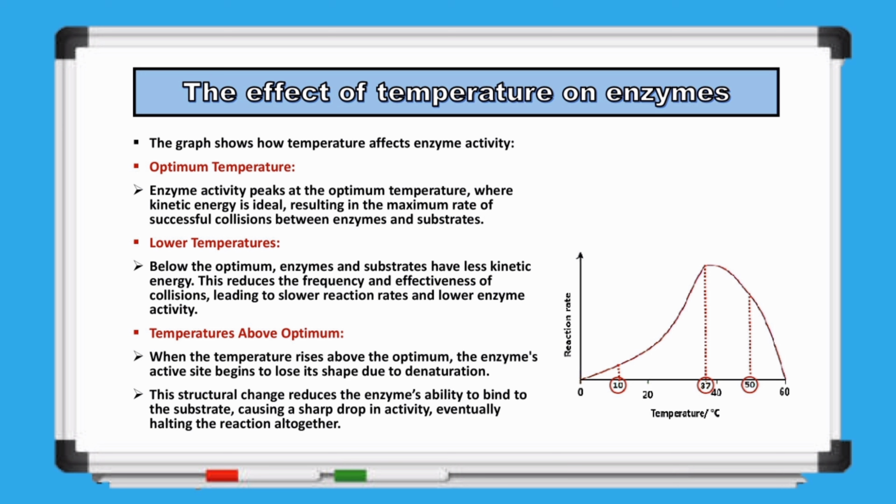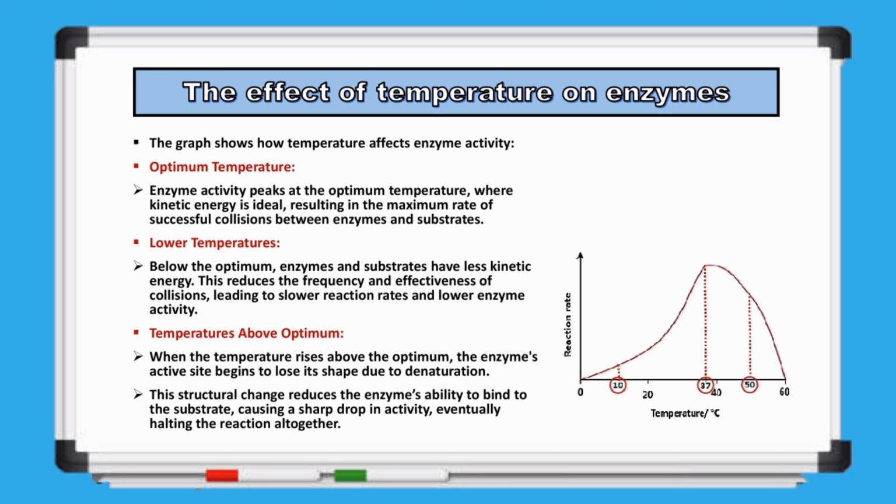also marked on the graph, here the enzyme activity is much slower. That's because, at lower temperatures, molecules have less kinetic energy. Collisions between enzymes and substrates become less frequent and less energetic, leading to reduced reaction rates. The enzyme structure remains intact, but the activity is significantly slowed.